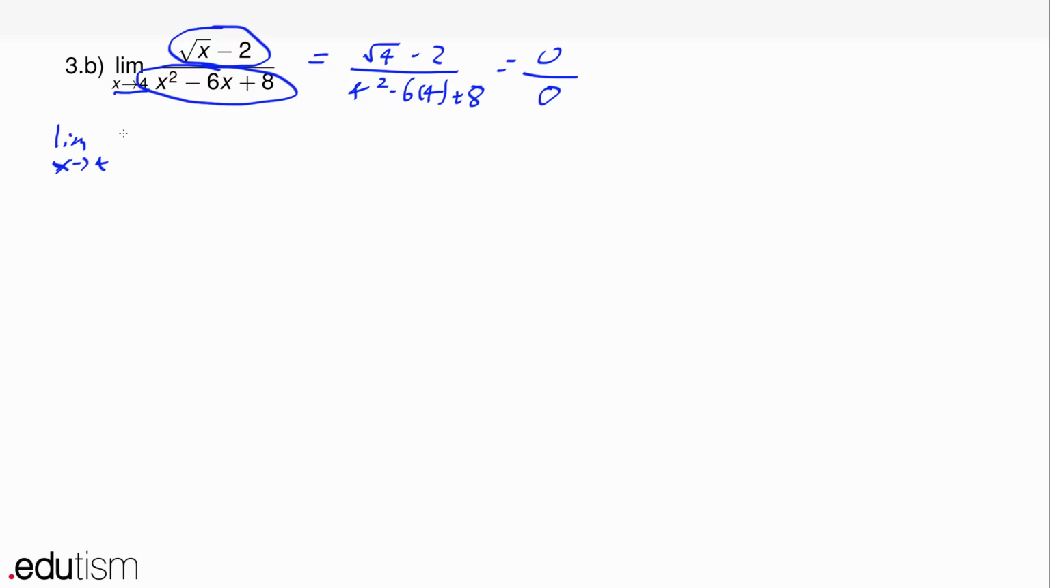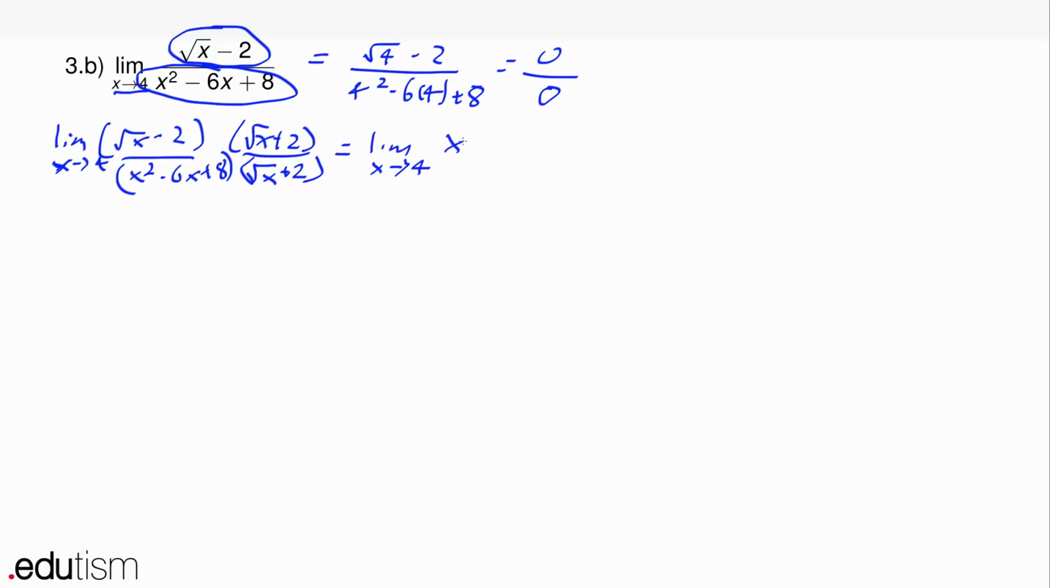So we're going to have the limit as x goes to 4, square root x minus 2 over x squared minus 6x plus 8. We're going to multiply top and bottom by the conjugate of the top, square root of x plus 2. When we do that, the top will become x minus 4. For the bottom, we're going to factor x squared minus 6x plus 8. When we factor that, it's going to factor as x minus 4 times x minus 2. And we're still going to be left with this square root x plus 2 here.